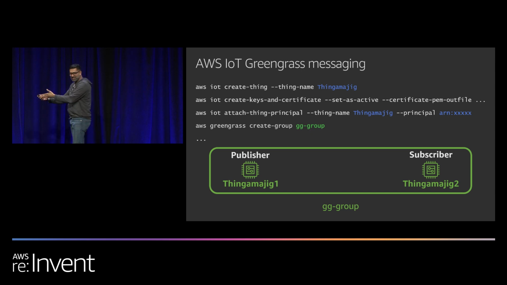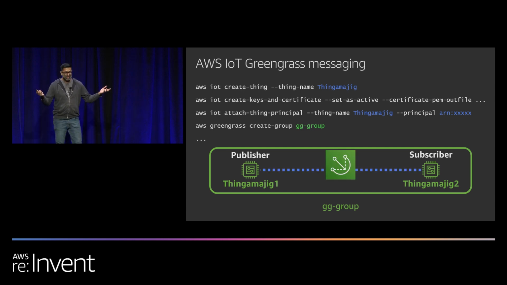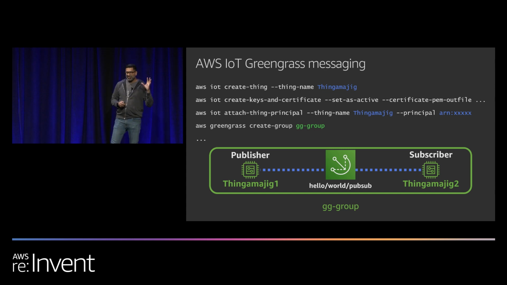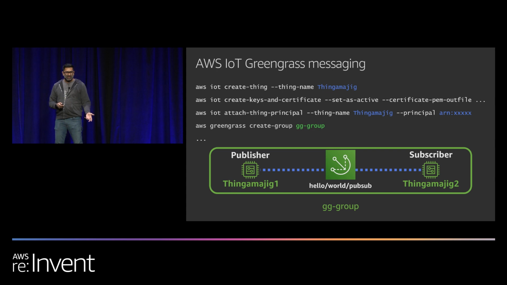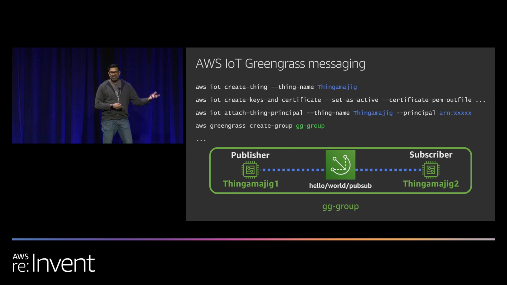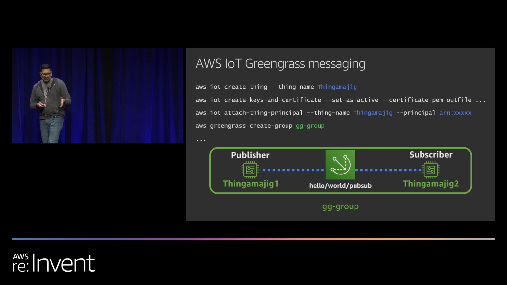So we'll publish a message, and then the subscriber, if it's subscribed to the relevant topic, it will receive that message. And can anyone guess where we're going through? I mean, if it's edge computing, we're going through the Greengrass core. In this case, I'm giving it the name of Hello World Pub Sub, so publish, subscribe. And when Thingamajig1 publishes the messages to that topic, the subscriber, or Thingamajig2, is actually listening, and then the message gets routed accordingly from one thing to the next.